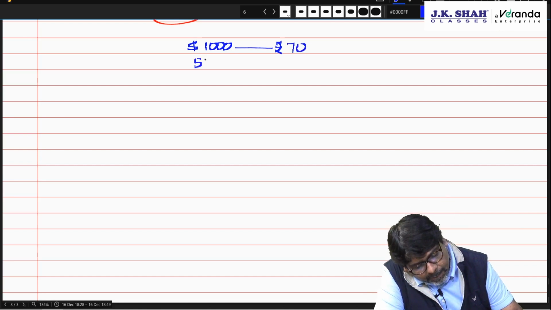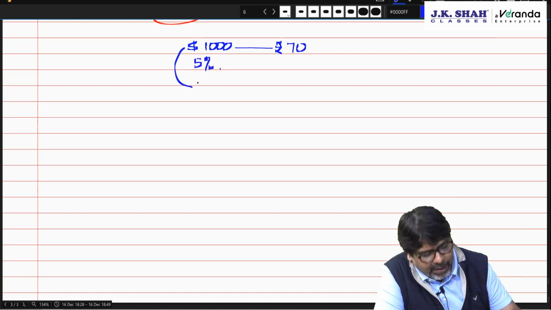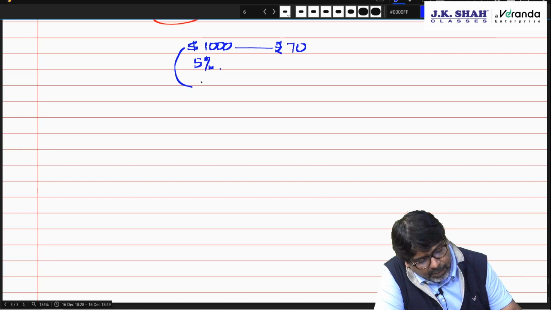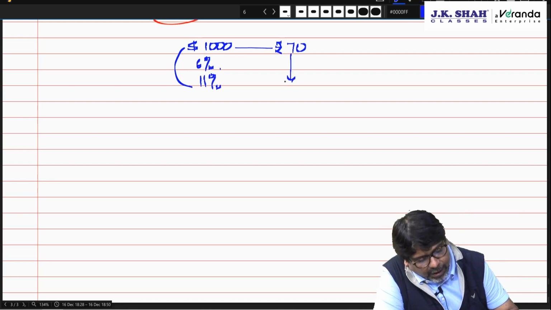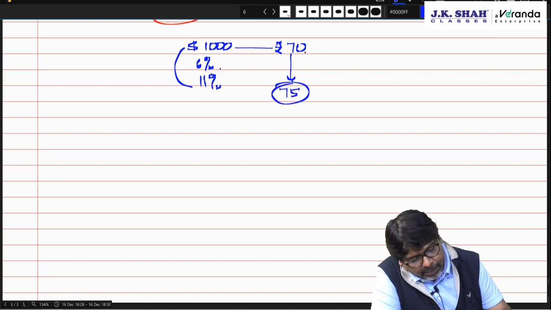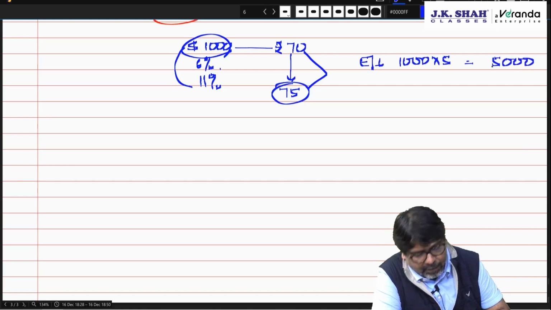Interest rate is 5%. If you would have borrowed from India, the interest rate would have been, say, 6%, and say 11%. Now the dollar rate has become 75. So you are saying, Dipesh sir, 5 into 1,000. Exchange loss of $1,000 per 5 rupees I want to capitalize, that is 5,000 rupees.